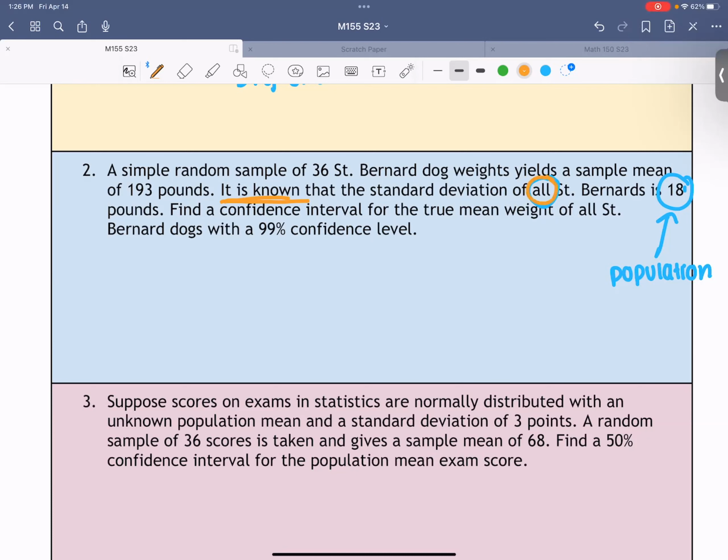Another hint was when it said all Saint Bernard dogs, okay? Now I know it's very confusing to tell if it's talking about all 36 of the people in the sample or all Saint Bernards in all. Usually if they stick the word all in there, we're talking about the population, okay? The third hint is that we first talked about the sample mean of the sample. Then we ended the sentence and started a brand new sentence talking about the standard deviation. Whenever it breaks off talking about the sample mean and starts a brand new sentence about the standard deviation, that's your hint that now we're talking about the population and not the sample.